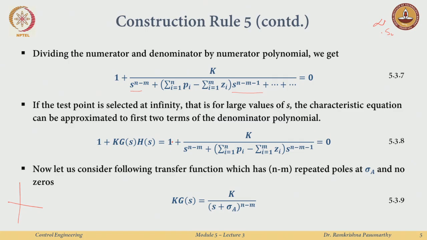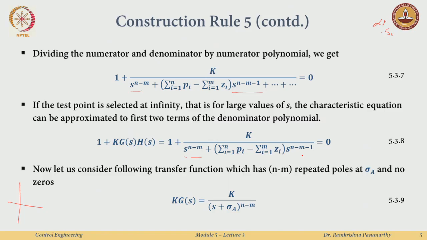So I just have 1 plus k s to the power of n minus m with a coefficient of 1 and s to the power n minus m minus 1 with coefficients that are decided by the nature of poles and the nature of zeros. Okay.